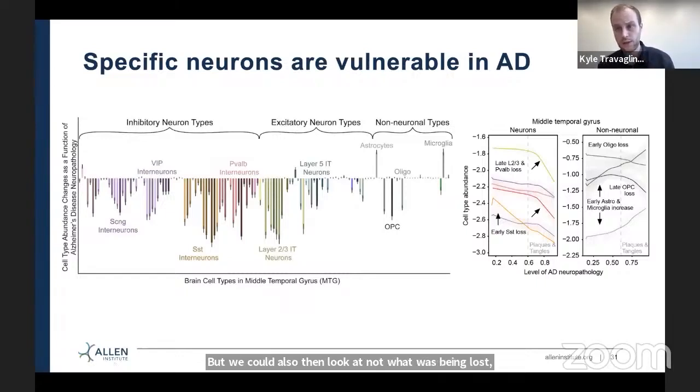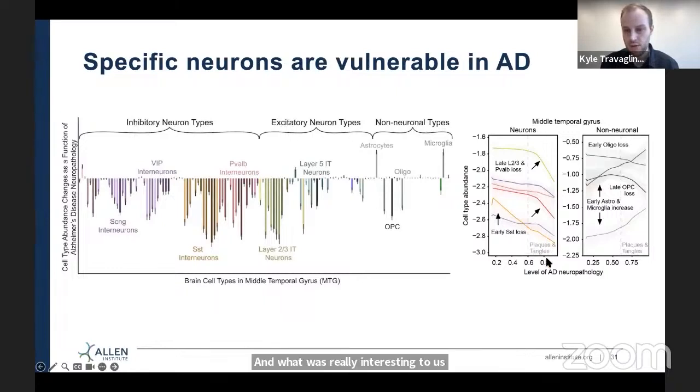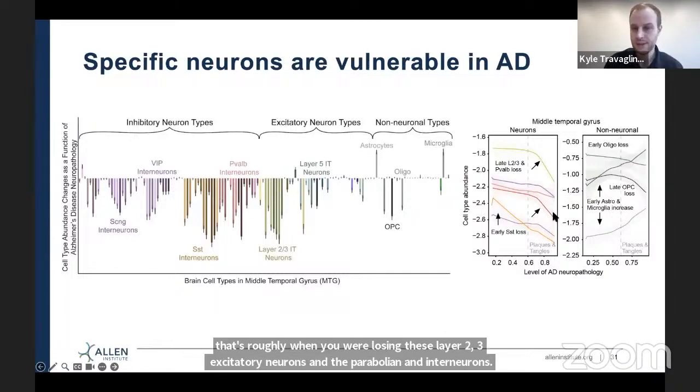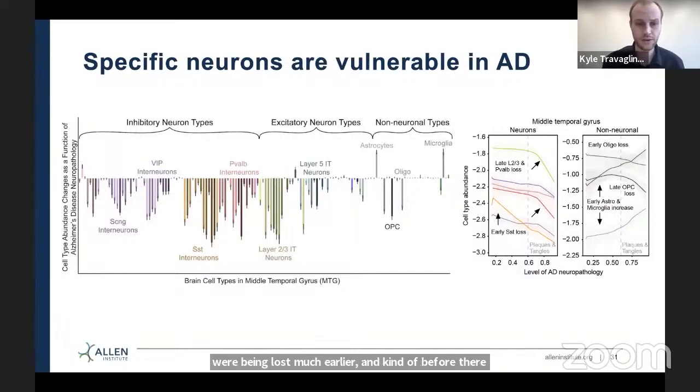But we could also then look at not what was being lost, but when, as a function of pathology, these changes were occurring. And what was really interesting to us is you had a huge exponential ramp in the number of plaques and tangles at a certain point of that trajectory. And that's roughly when you were losing these layer 2-3 excitatory neurons and the parvalbumin interneurons. But really notably, the somatostatin neurons were being lost much earlier and before there was a huge amount of plaque and tangle pathology in these donors.